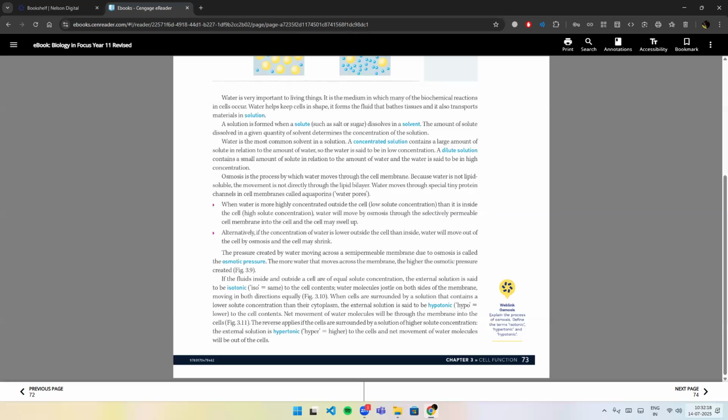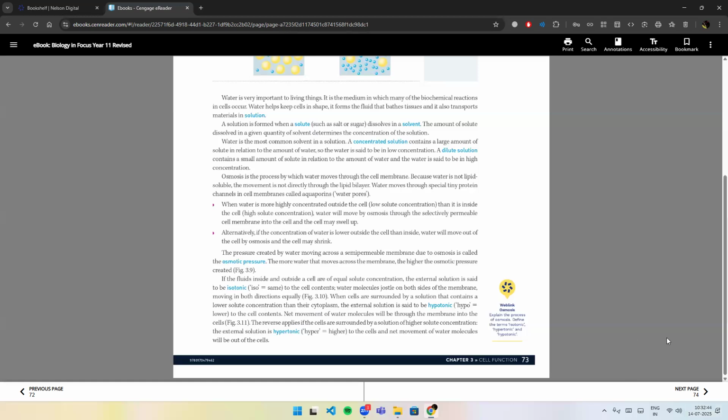The pressure created by water moving across a semi-permeable membrane due to osmosis is called the osmotic pressure. The more water that moves across the membrane, the higher the osmotic pressure created. If the fluids inside and outside a cell are of equal solute concentration, the external solution is said to be isotonic to the cell contents. Water molecules jostle on both sides of the membrane, moving in both directions equally.